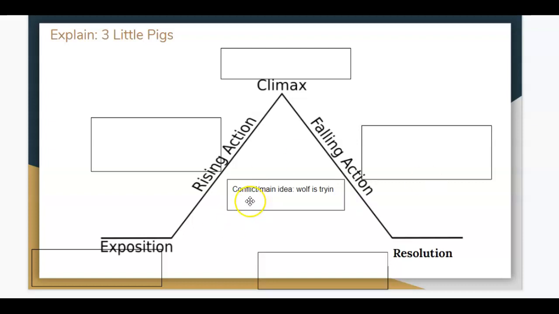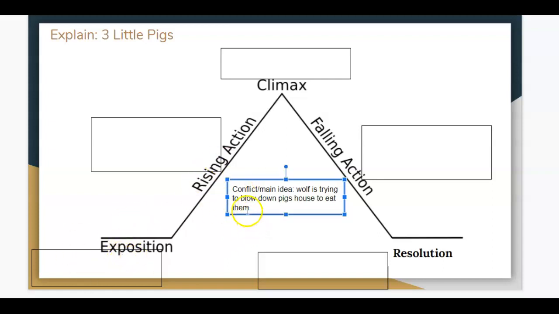So let's think of the main idea or the conflict of the 3 Little Pigs. I chose 3 Little Pigs because we should all be familiar with it. If you're not, you're going to learn what it is right now. So the wolf is trying, here's the conflict, the wolf is trying to blow down the pigs' house to eat them, okay? So that's our conflict. Everything we write about on here should connect back to the conflict, okay? All the characters' actions, everything should go back to this conflict.